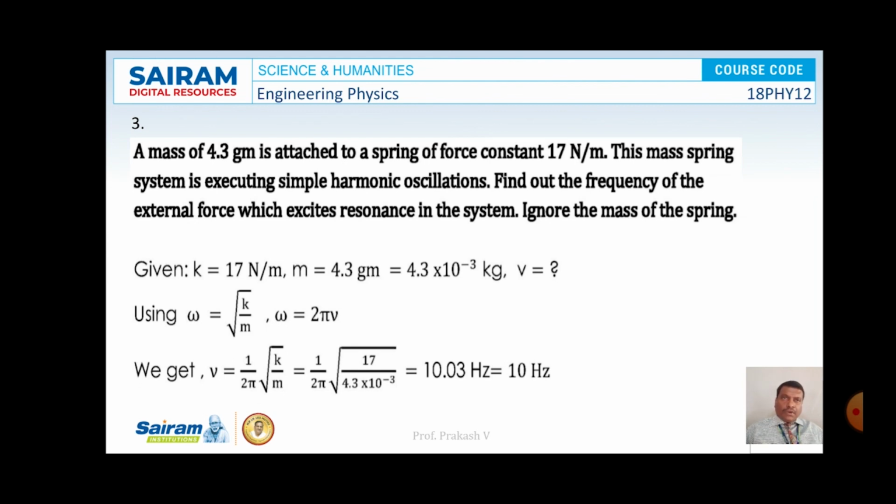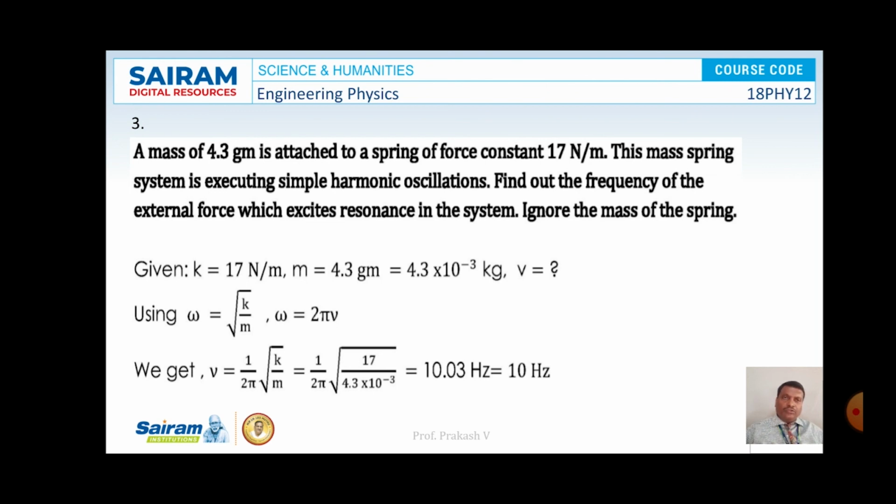Now a mass of 4.3 gram is attached to a spring of force constant 70 newton per meter. This mass spring system is executing simple harmonic oscillations. Find out the frequency of the external force which excites resonance in the system. Ignore the mass of the spring. Given K value is equal to 70 newton per meter and M is equal to 4.3 grams, convert that into kg, that is 4.3 into 10 to the power of minus 3 kg.